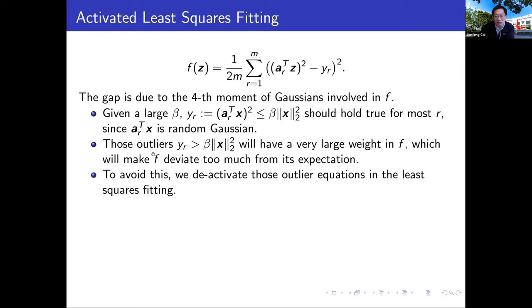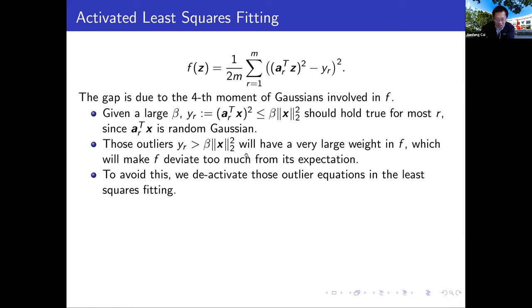But indeed we have some outlier equations. That is, this y_r is just very, very large. For these outlier equations, since this y_r is very, very large, they have a large weight in this summation. So when they have a too large weight in this summation, this destroys the nice structure of this non-convex optimization.